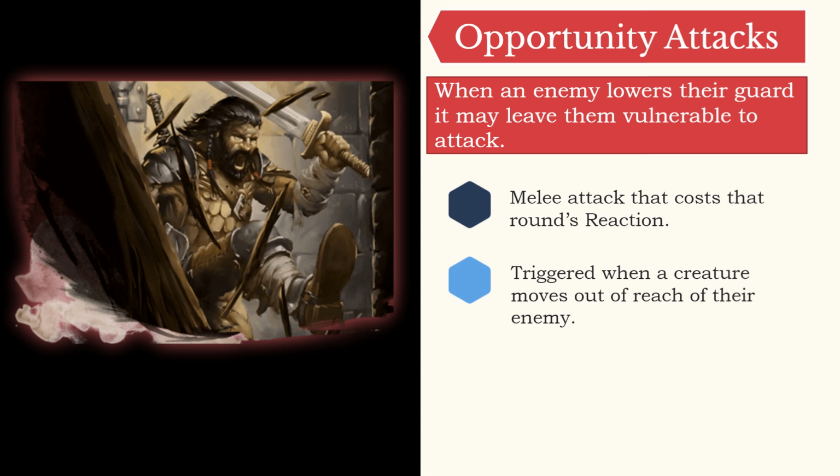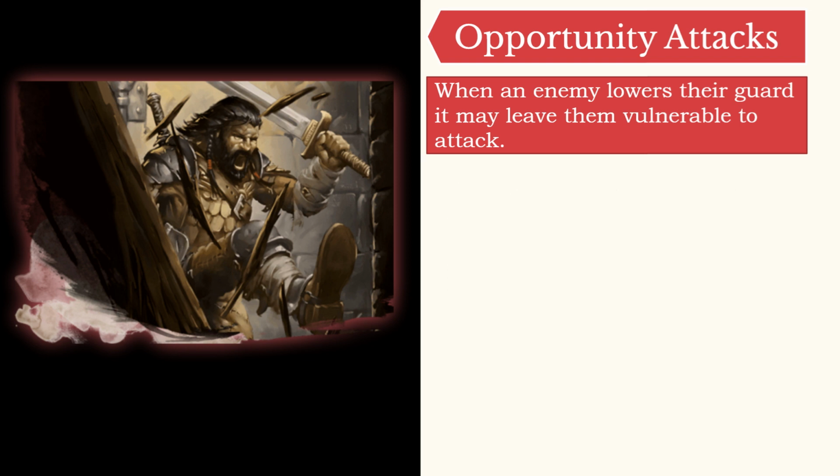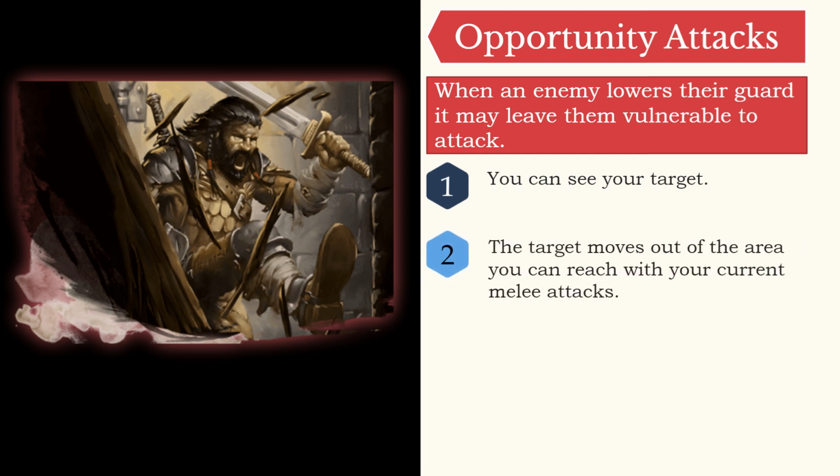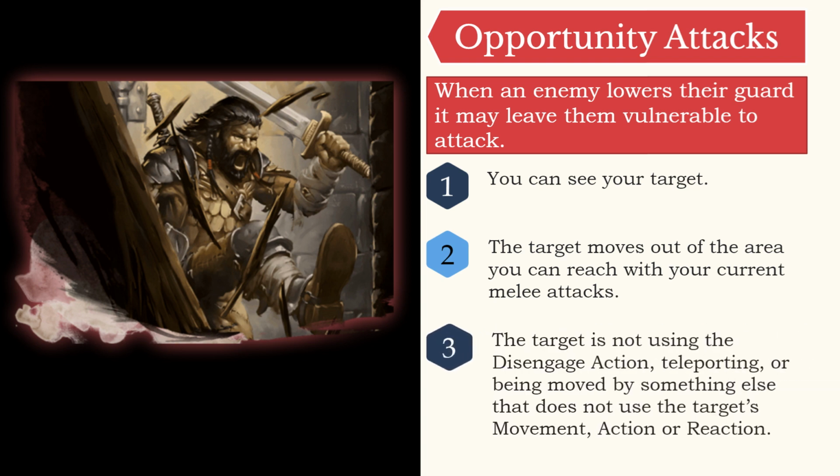The opportunity attack occurs just before the target steps out of your reach. Triggering an opportunity attack is often referred to as provoking an opportunity attack, and 3 criteria must be met in order to provoke that opportunity attack. First, you must be able to see your target. Second, the target must move out of the area that you can attack or reach with your current melee weapon. Third, the enemy must not be using the disengage action, teleporting, or being moved by someone or something else that does not use that enemy's movement, action, or reaction.